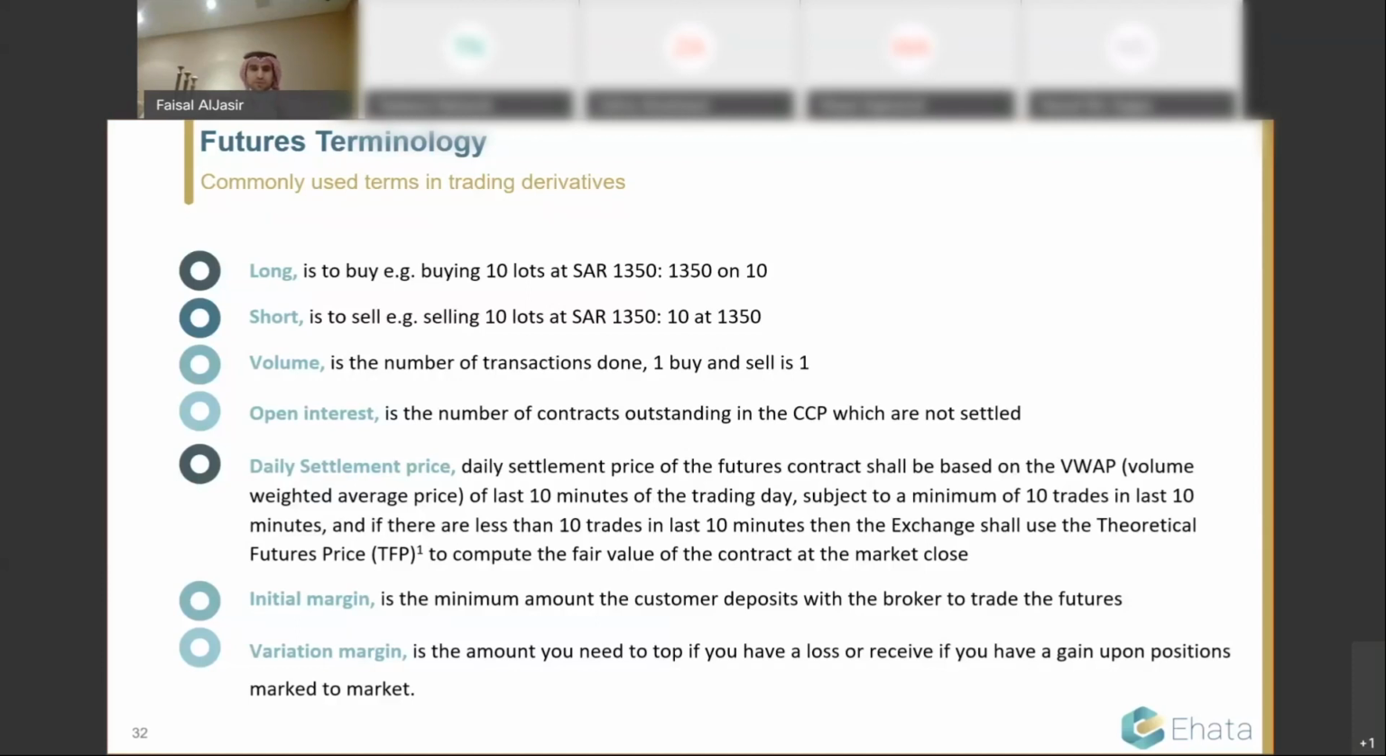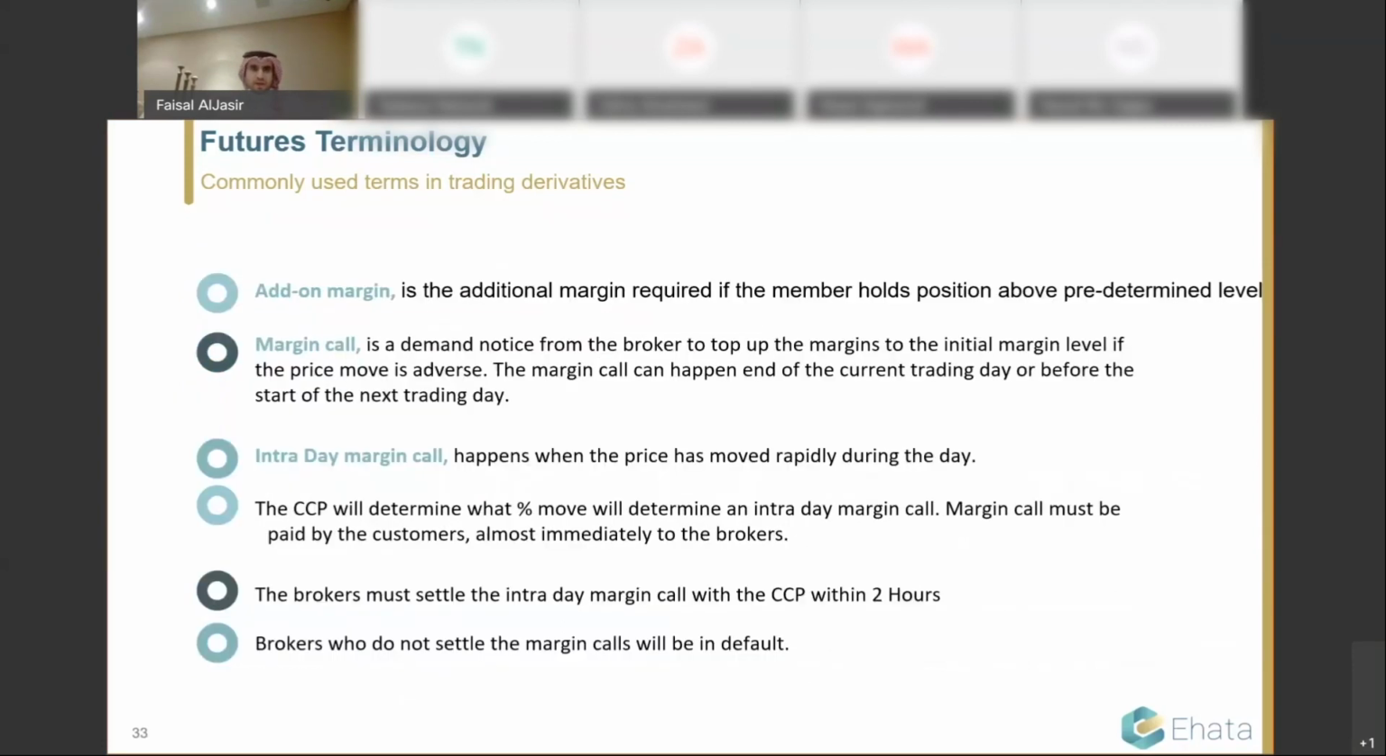We explained also margin, variation margin. Margin call is a demand notice from the broker to top up margins. If the market went against you, you top up these margins to bring them back to the initial margin level that you entered into. That's an important concept. Intraday margin calls happen when the price moved rapidly during the day.